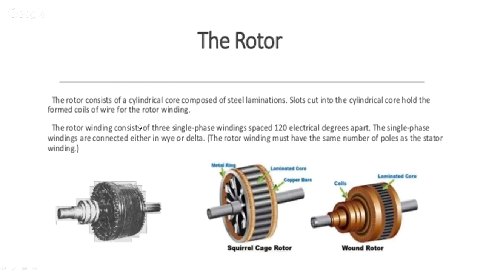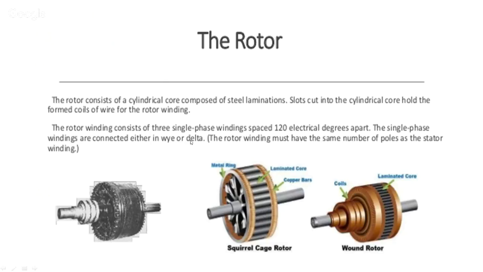The rotor winding consists of a cylindrical core composed of steel laminations. Slots cut into the cylindrical core hold the formed coils of the wire of the rotor winding. The rotor winding consists of three single-phase windings spaced 120 electrical degrees apart. We have completely understood the displacement when we dealt with the AC generator or the alternator. The single-phase windings are connected either in star or delta.